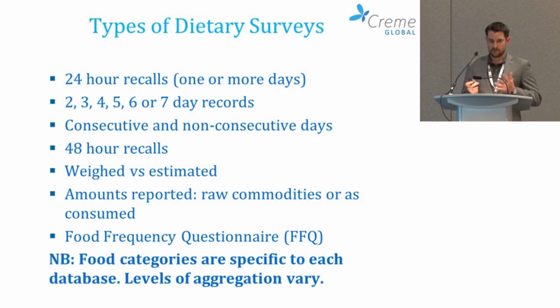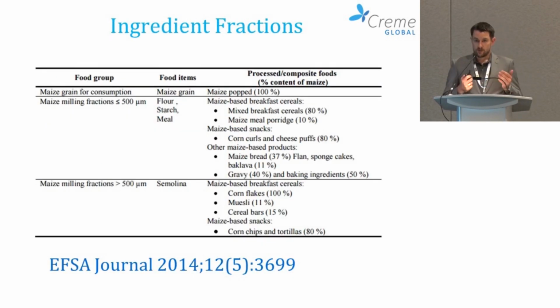So the point about these is every survey is different. Every country has their own national diet. The types of foods they eat are different, and the levels of detail varies vastly from one to the other. So in Europe, they had to deal with this. So the European Food Safety Authority have the EFSA comprehensive database where all the different dietary surveys have been harmonized into one system. And they had to convert everything from all the different countries into raw agricultural commodities.